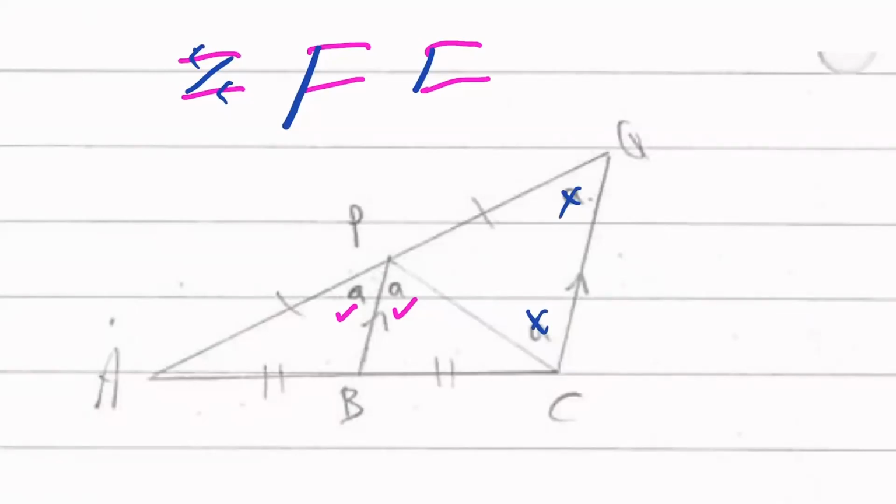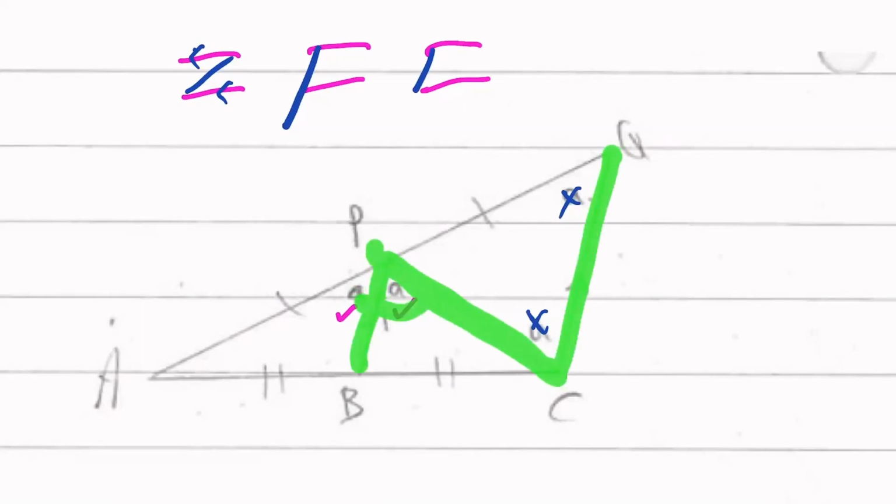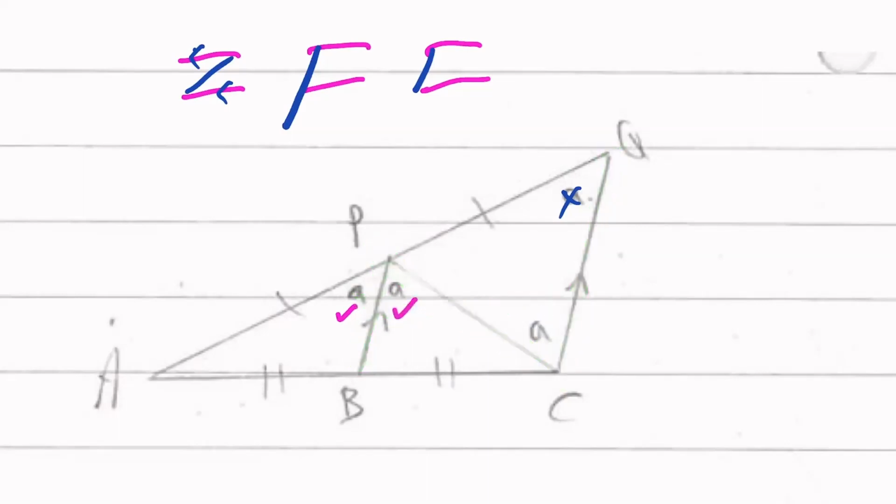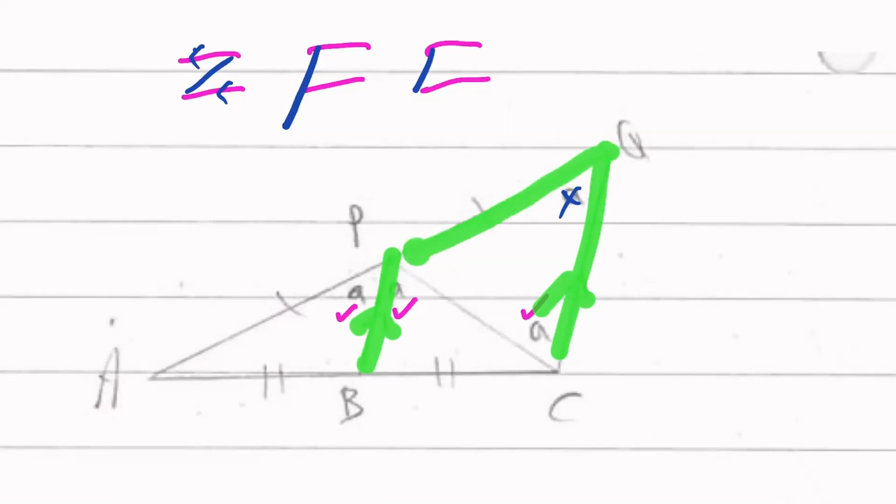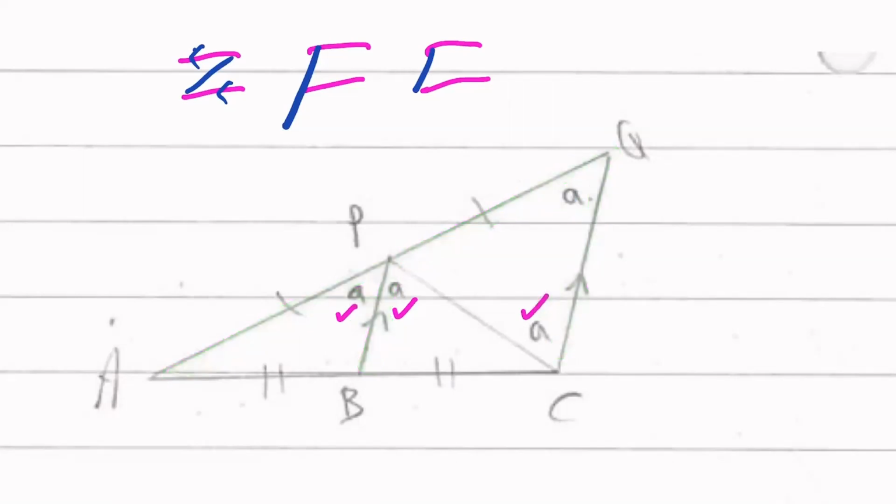BPC equals PCQ. Yes, correct. Alternate angles. This one is not a cross anymore. Tick. And this one? What do you know? Corresponding angles. Yes, correct. Can you see the F shape here? The hidden F shape. Then these 2 angles must be equal. Okay, then the problem is solved already.